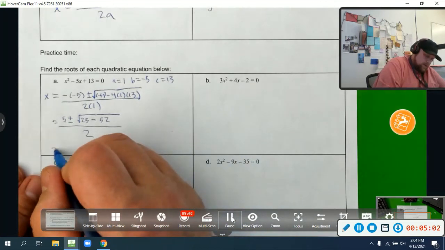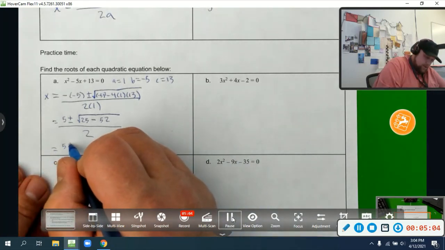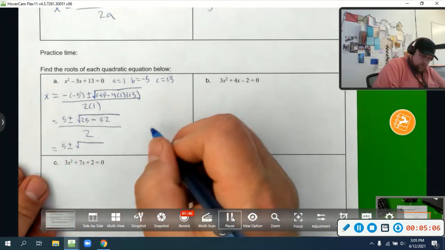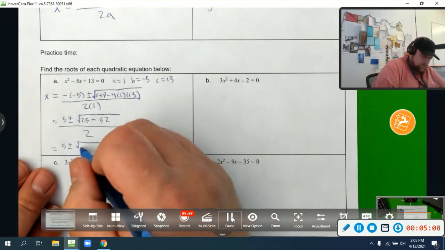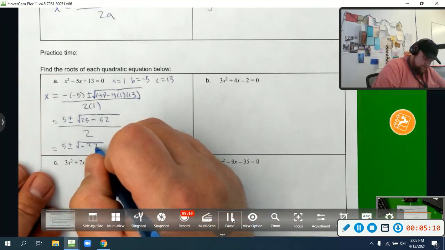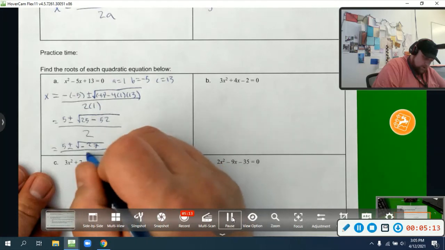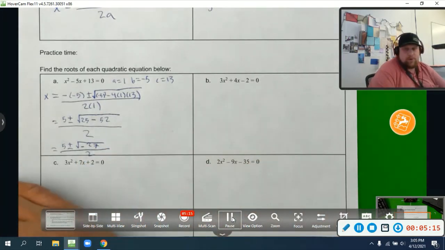And what does that give us? That equals 5 plus or minus the square root of 25 minus 52, which is negative 27, all over 2. Here's the thing. Can we take a square root of a negative number?